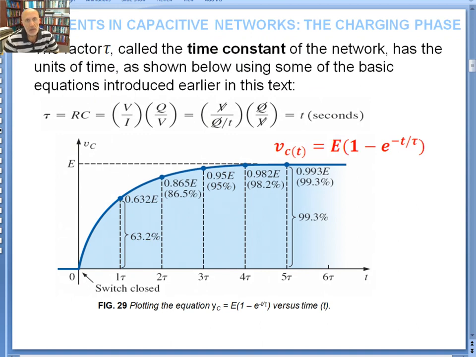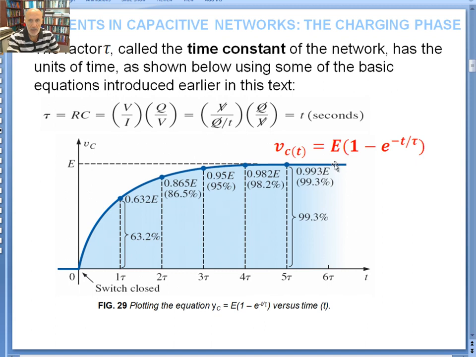Now the factor tau, known as the time constant for the network, has the unit of time as shown below. The time constant is, by definition, R times C. R is the voltage divided by the current. Capacitance we define to be charge divided by the voltage. Well, the voltage and the voltage will cancel out. I is Q divided by T. Q will cancel out, so you end up with 1 over 1 over T, which is equal to T. So the time constant, and that's the reason they call it the time constant, is the product of R times C, and that has a unit of time in seconds.